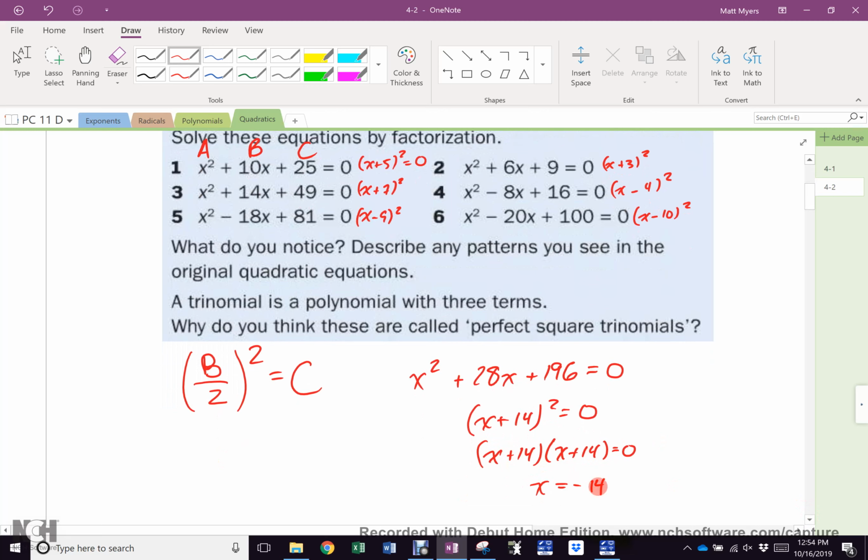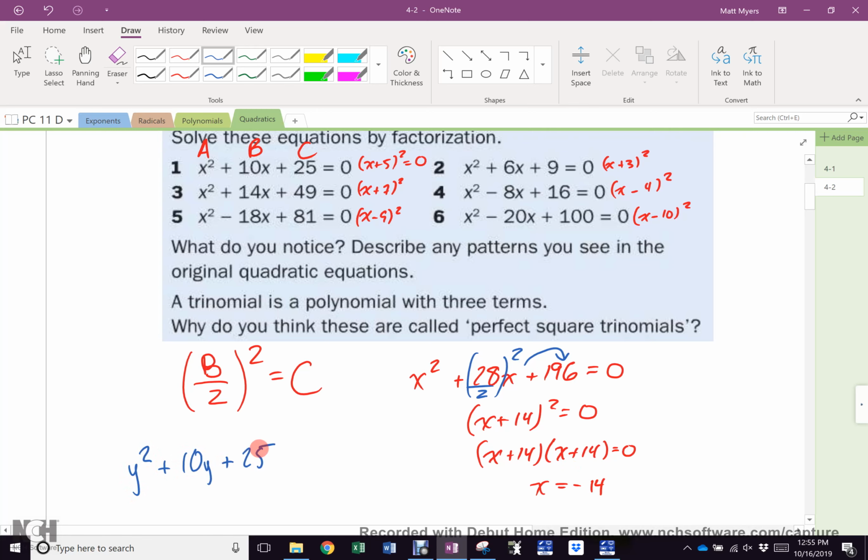Does everybody understand? No matter what I write here, if this number cut in half and squared gives me that number, I automatically can factor it. Yes? Everybody agrees? No matter what, right? So what if I gave you this? Y squared plus 10y plus 25.